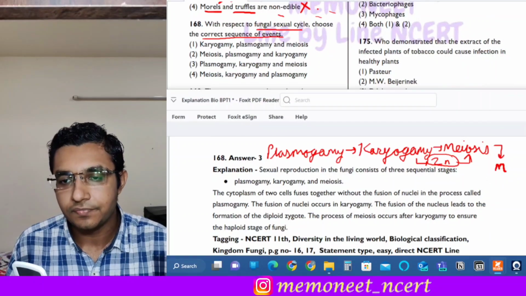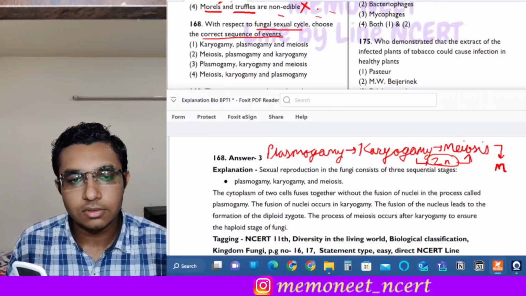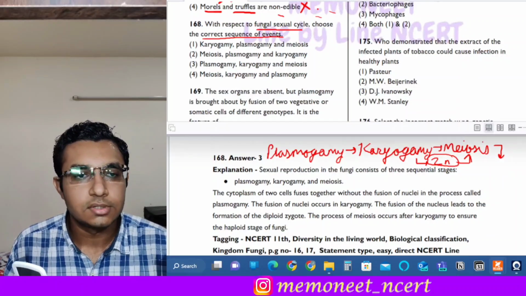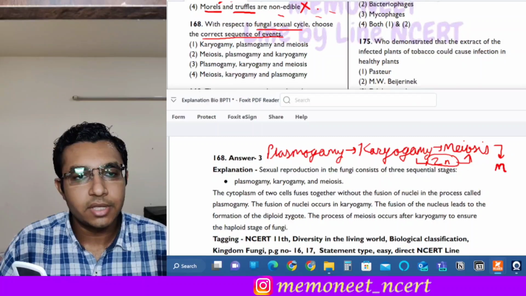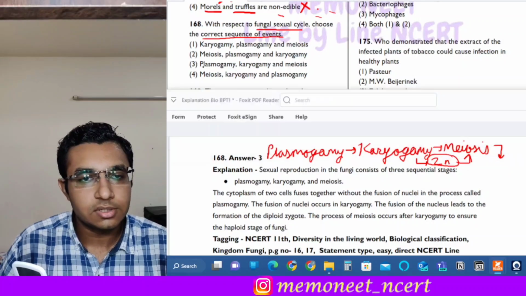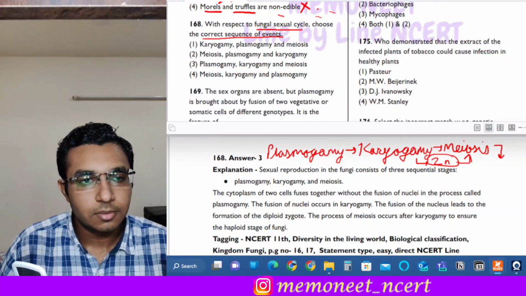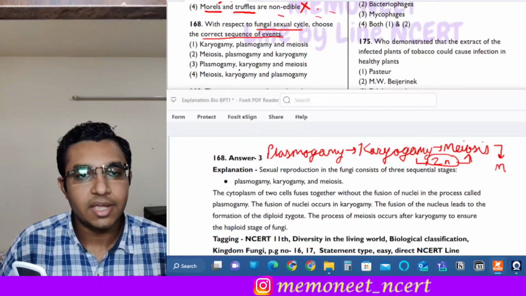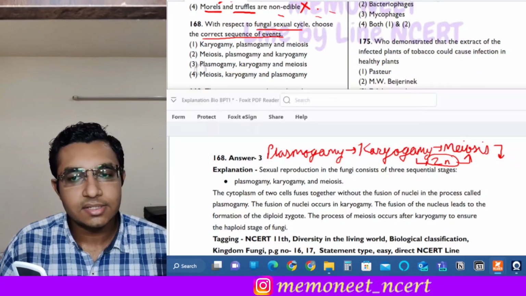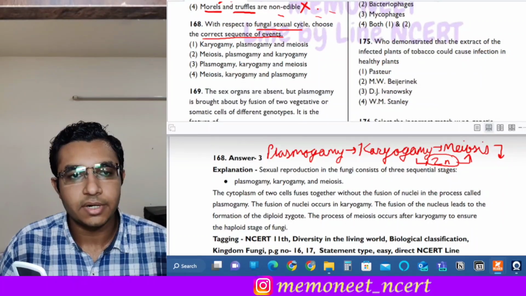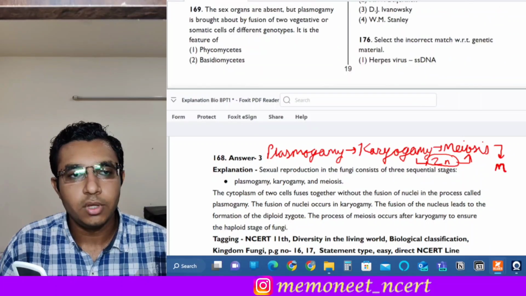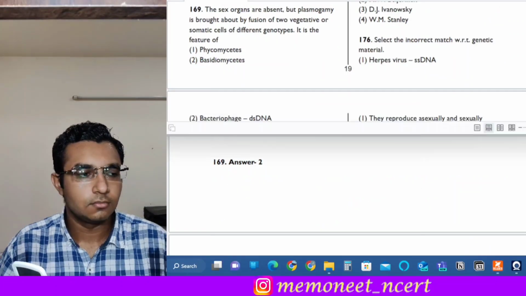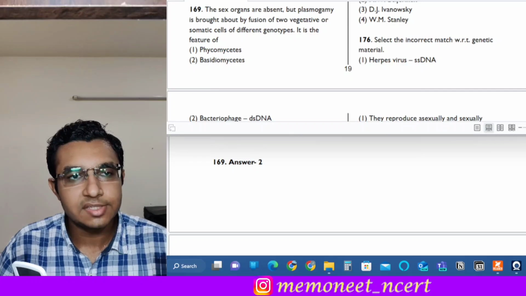All right, so this is how the fungal sexual cycle works. First there is plasmogamy, then there is karyogamy, and then there is meiosis. Okay, so plasmogamy, karyogamy, and meiosis. So the correct answer will be option 3. All right, so I hope you are clear with this question. Moving on to the next question, that is question number 169.